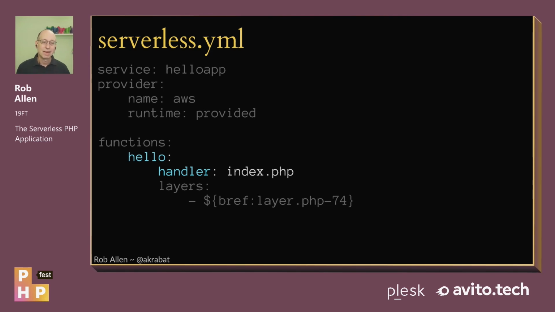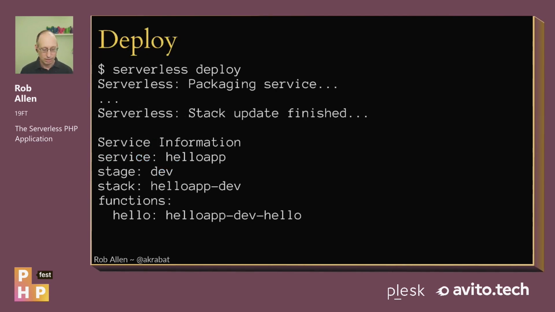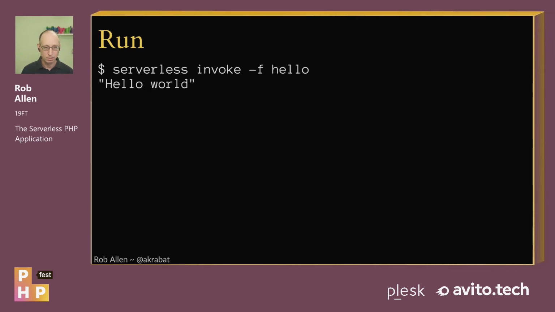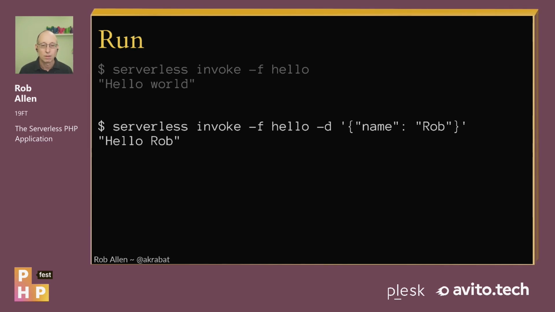Index.php is the name of the handler for the hello function. So it's nice and simple in this case. And then we can actually get the work done. Hit serverless deploy, sends it up to the cloud as before, and we can run it using serverless invoke -f for function, hello function, and it returns back hello world. You can also pass in parameters, so we can send back hello Rob or something like that as well.